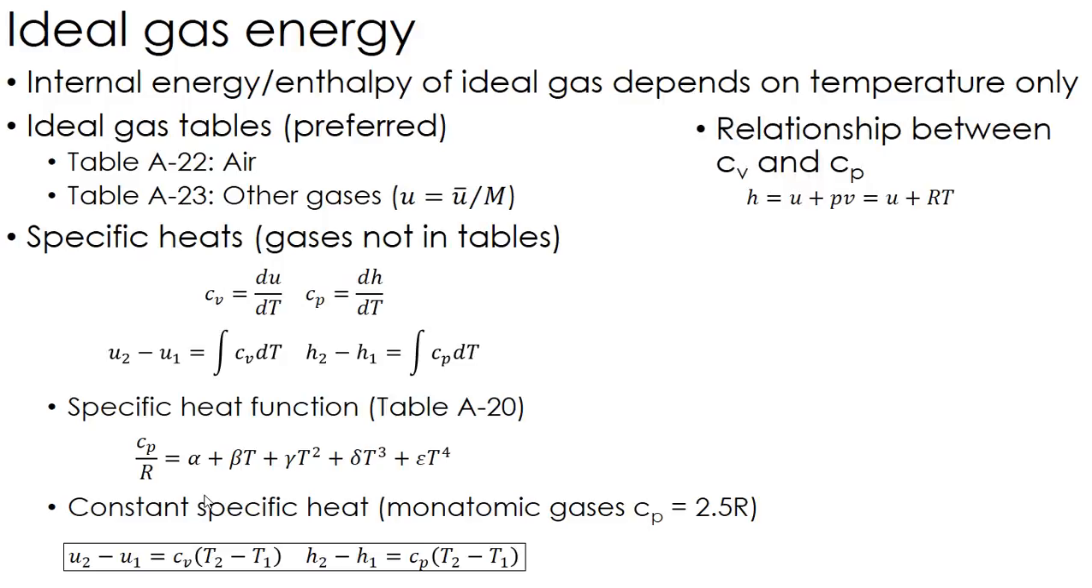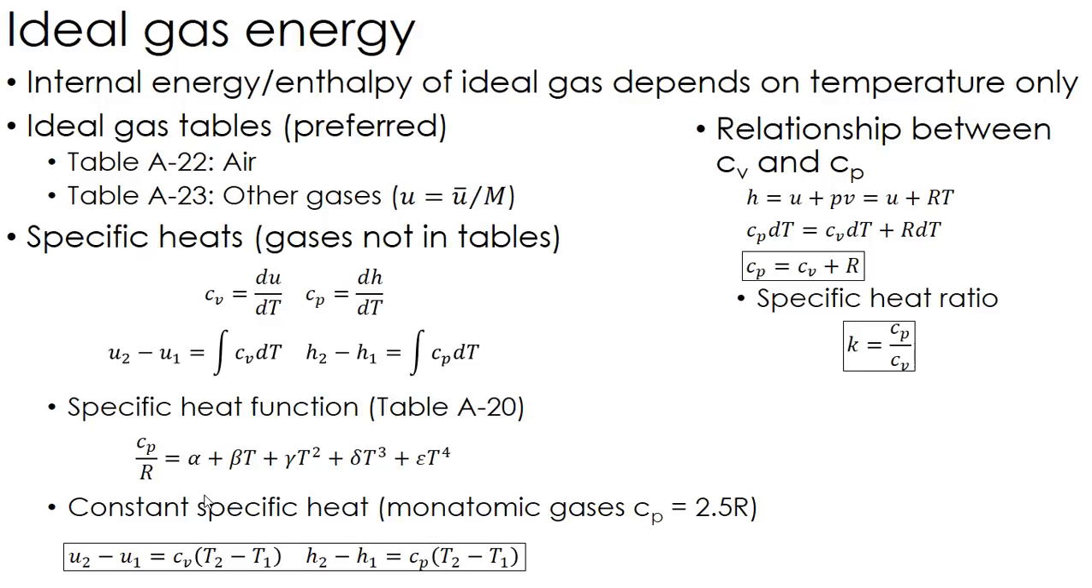I want to talk a little bit about the relationship between CV and CP. You'll remember H is U plus PV. For an ideal gas, PV equals RT, so H is U plus RT. Now using our definition of CV and CP, I replace H with CP dT, U with CV dT, and then I have R times dT. I can get rid of all the temperatures, and I can relate CP to CV just by adding R to CV. So if I know CP, I can find CV, or vice versa, using that equation.